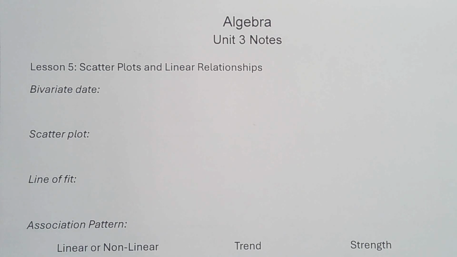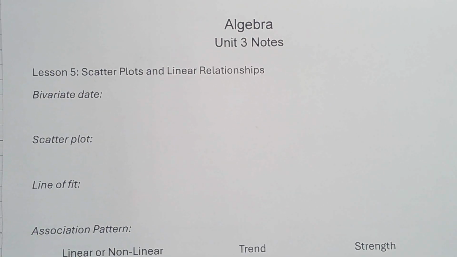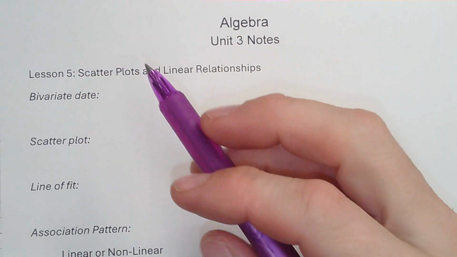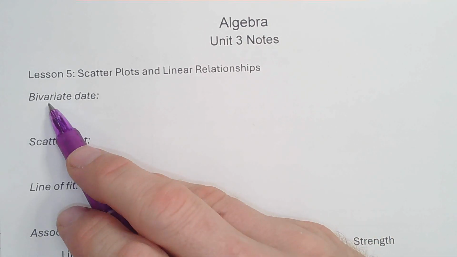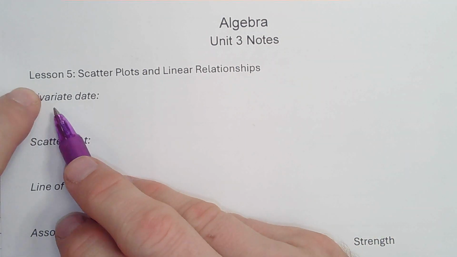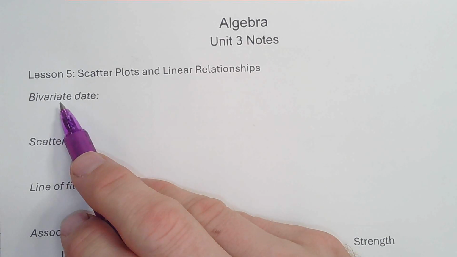All right, so we're going to get into lesson 5 in unit 3, and we're going to talk about scatter plots and linear relationships in unit 3, but we're going to define some things first. We're going to talk about bivariate data, and in order to understand bivariate data, you have to really understand what variate data is.